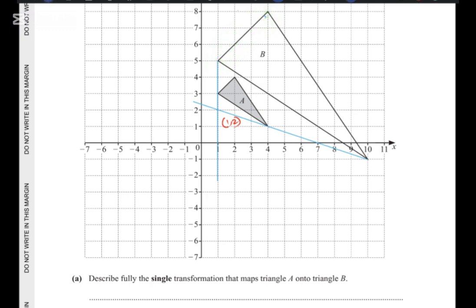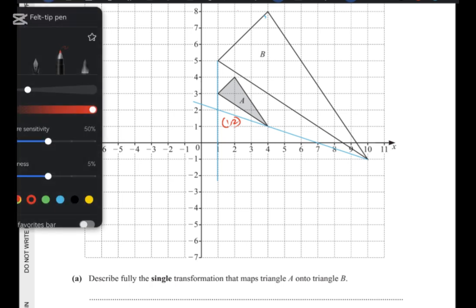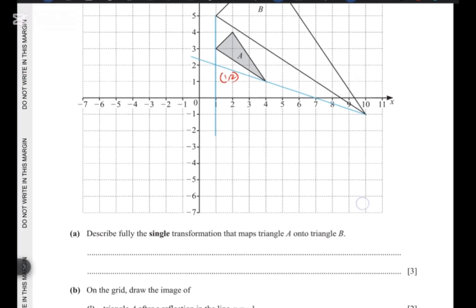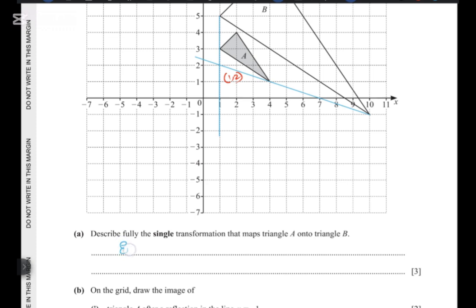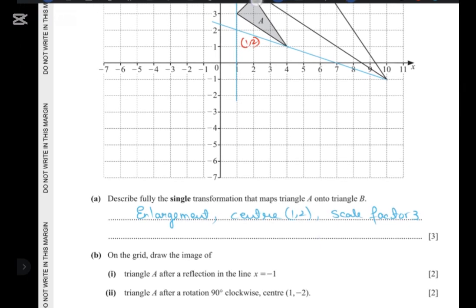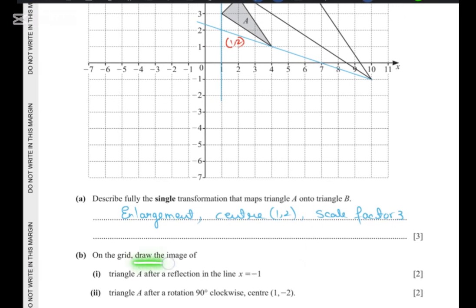So you can write the enlargement here. Describe the enlargement, saying enlargement, center 1, 2, scale factor 3. Question A is done.